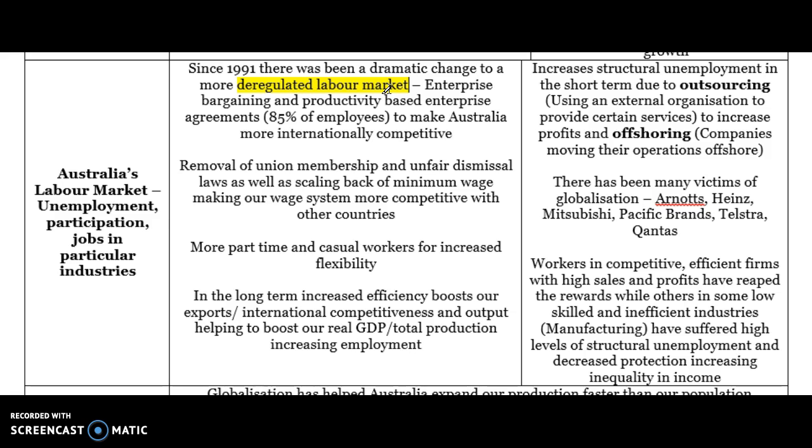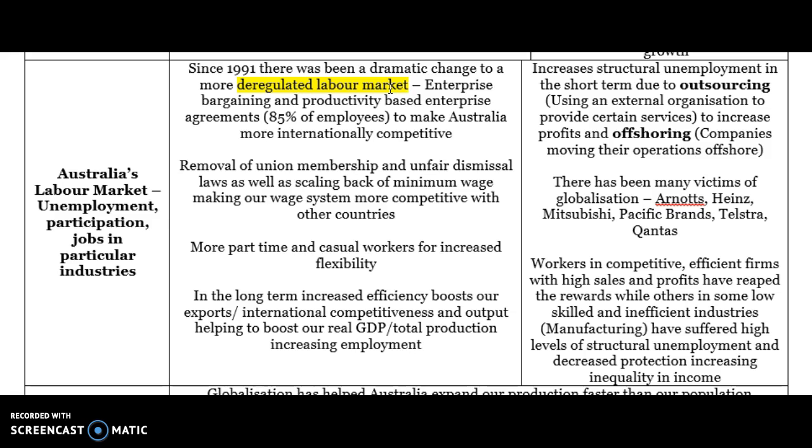The idea is in the long term, these reforms are designed to make us more efficient. So the idea is that by deregulating our labour market, by encouraging people to be as productive as they possibly can, that will lead to increased efficiency, and that will lead to increased exporting and increased international competitiveness, with the overall idea to boost our GDP and boost our total level of production. That's what these labour market reforms are all about, trying to increase efficiency, trying to increase our competitiveness, and therefore boost our long-term output and real GDP.